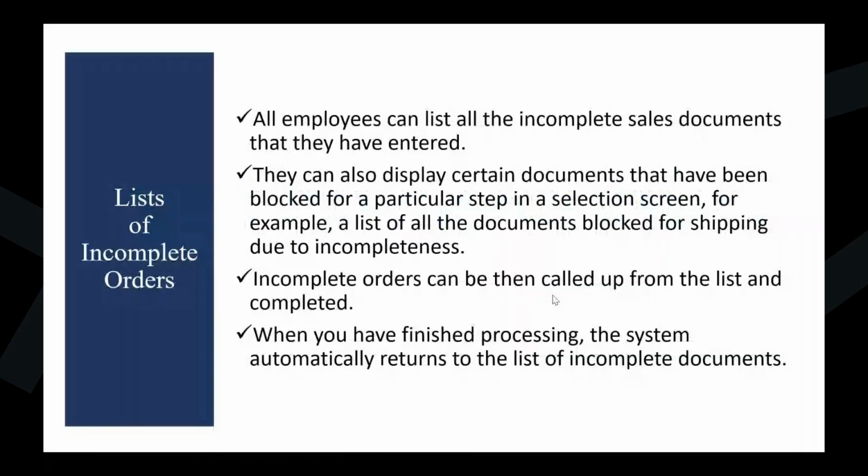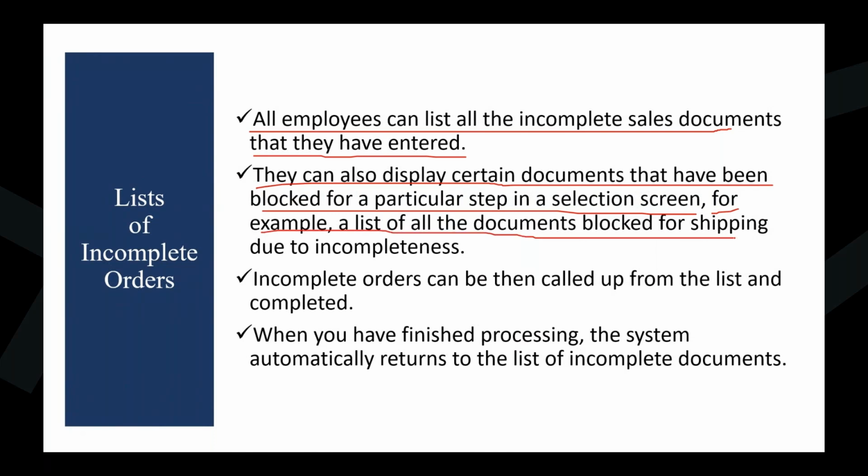Okay, so all employees can list all the incomplete sales documents that they have entered. Okay, so there is a report where you can see all the incomplete sales documents. I will show you that. They can also display certain documents that have been blocked for particular steps in a selection screen. For example, a list of all the documents blocked for shipping due to incompleteness. I will show you this. So for a particular step, let's say some documents are blocked for billing, some documents are blocked for shipping, okay, due to incompleteness. That also you can see.